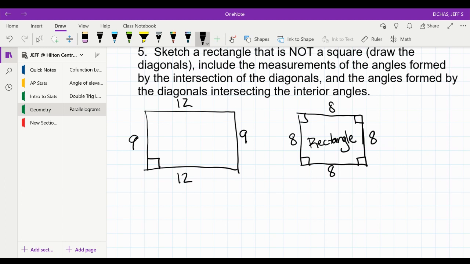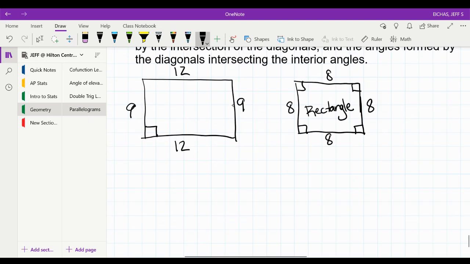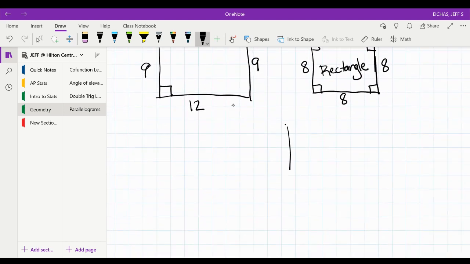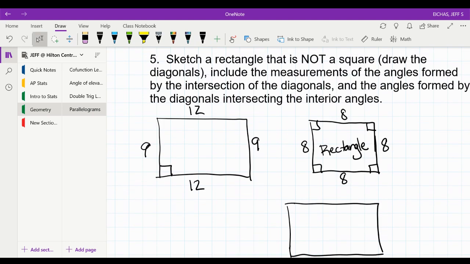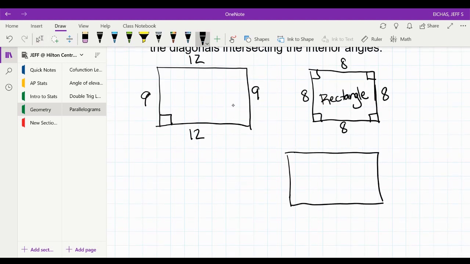It's got 4 right angles. So when a rectangle does have 4 right congruent sides, it's a square. Now we want to make sure that we sketch a rectangle that's not a square. So we want the length and the width to be different. Now what does that mean for the diagonals? Okay, so when we have the diagonals crossing, we know that the diagonals have to be congruent.